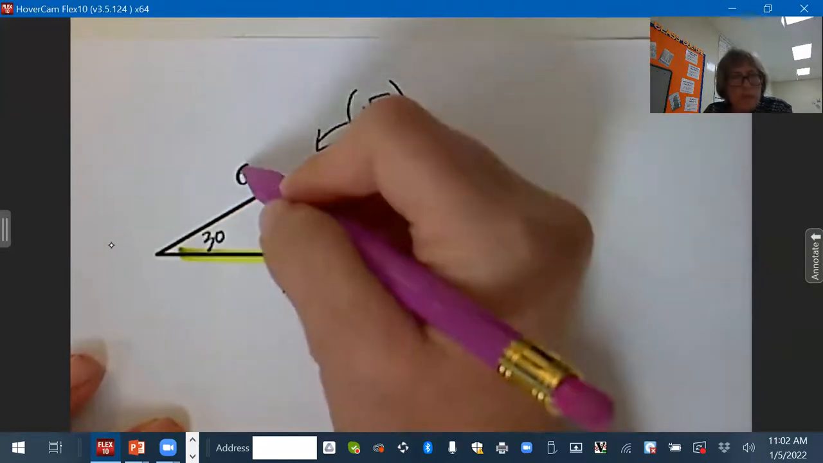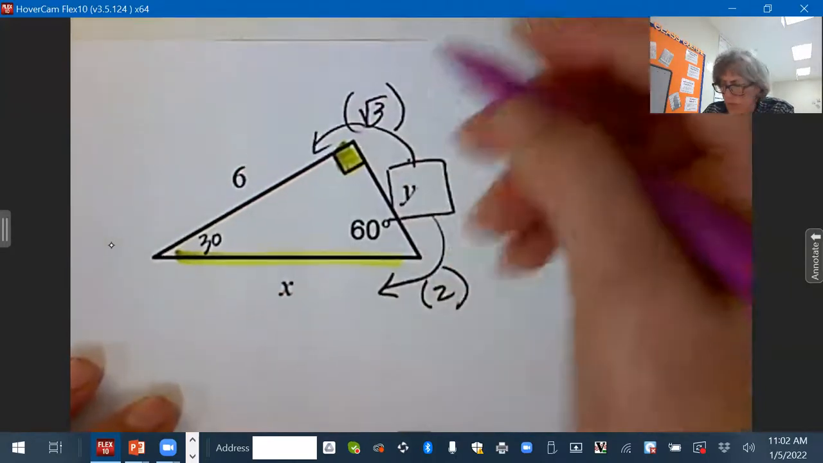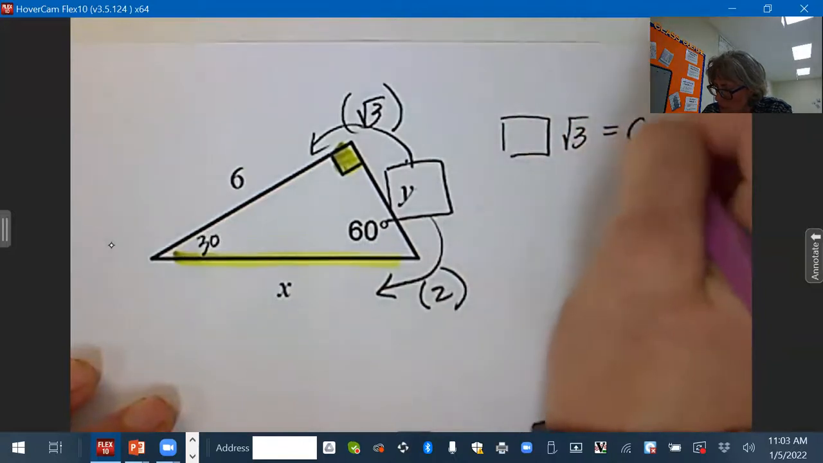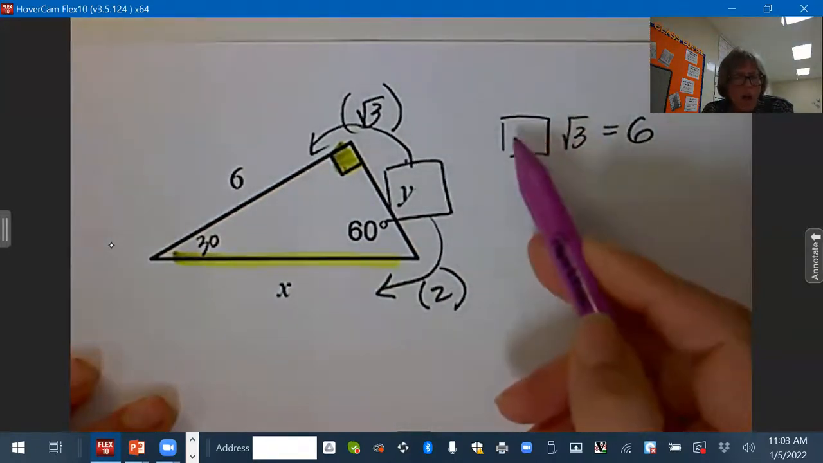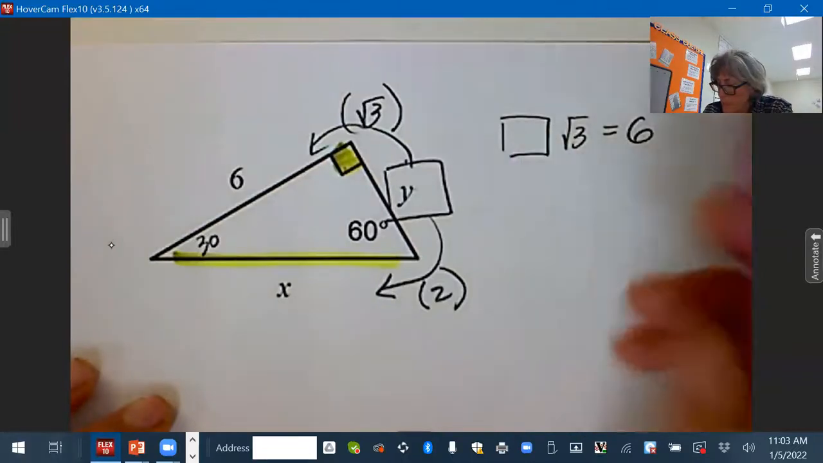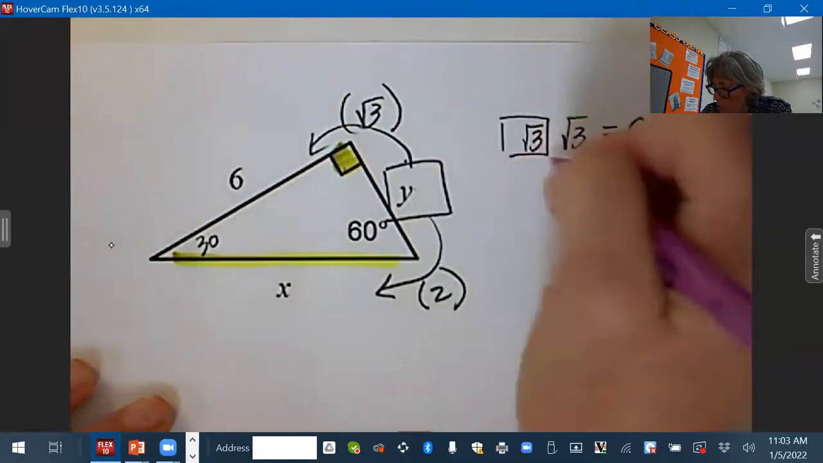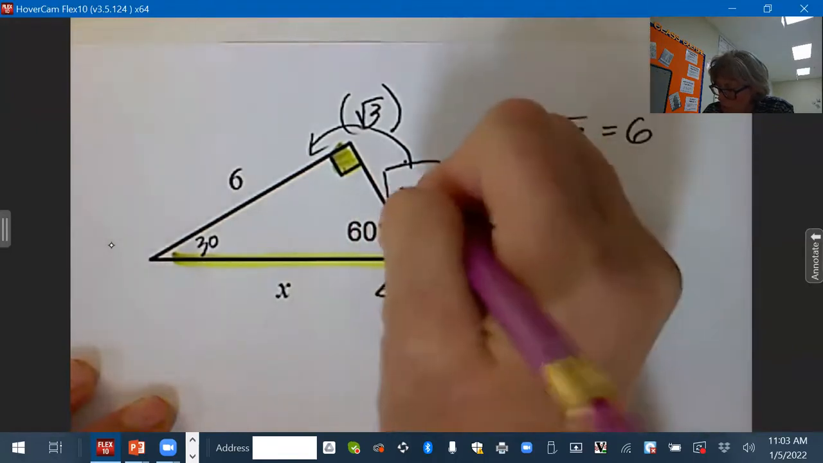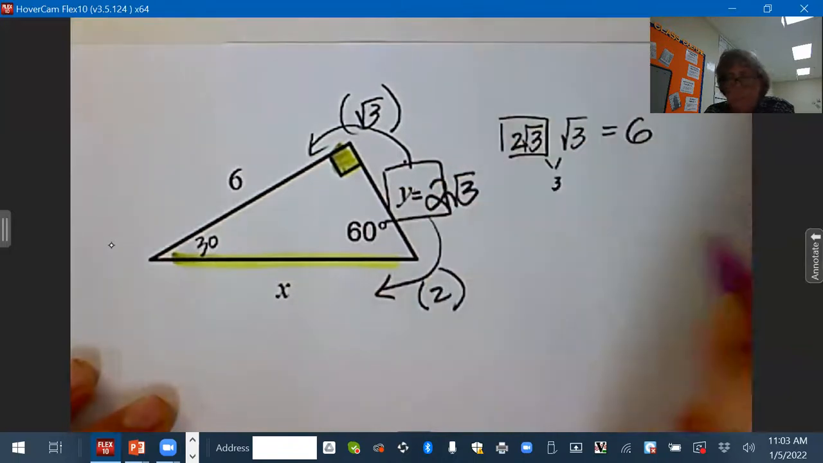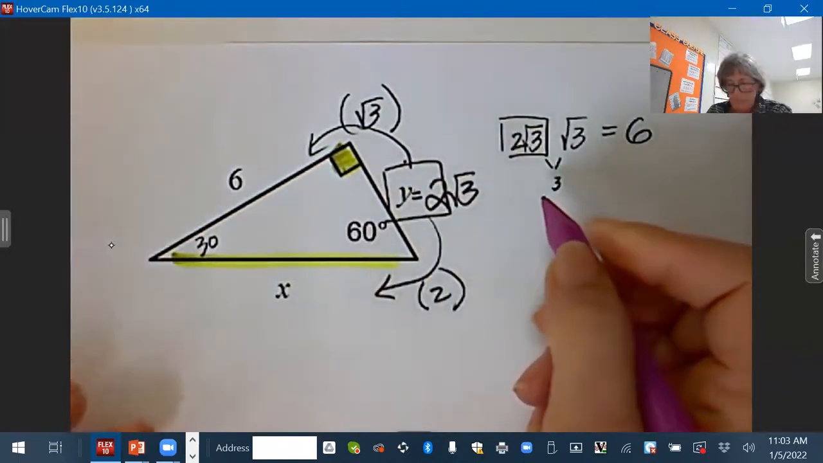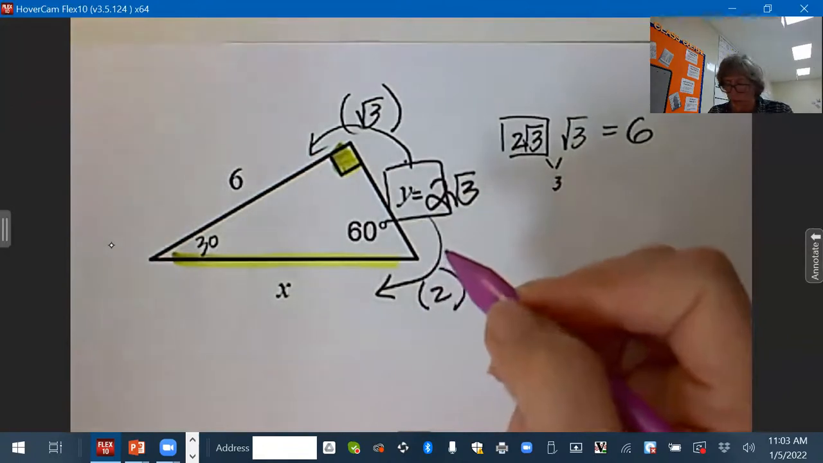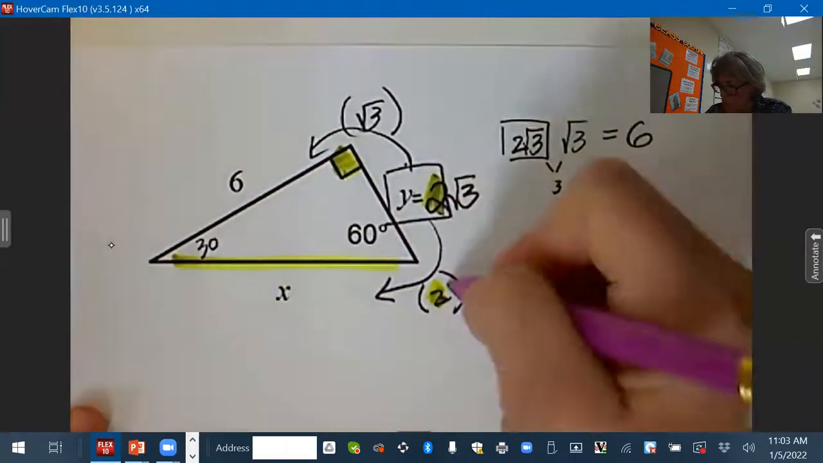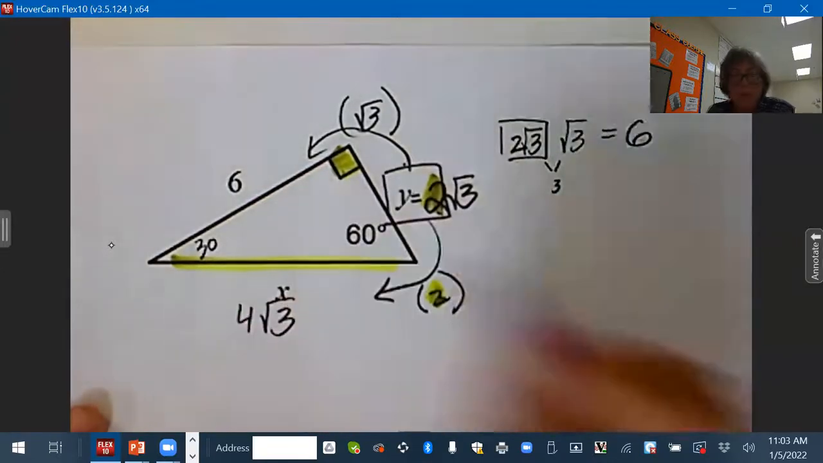Something times root 3 is 6. You're like, that's a little different than what we just did. Something times root 3 is 6. What is our something? I know I need a root 3. That gets us 3. What times 3 is 6? 2. So the correct answer for y is 2 root 3. And when I times this by 2, only the outies talk to each other. So 2 times 2, this is 4 root 3.